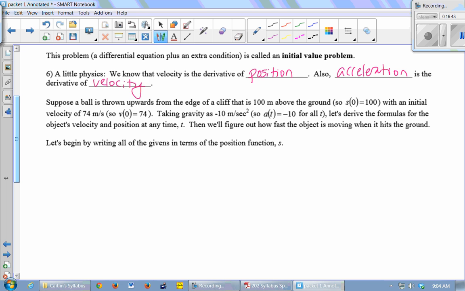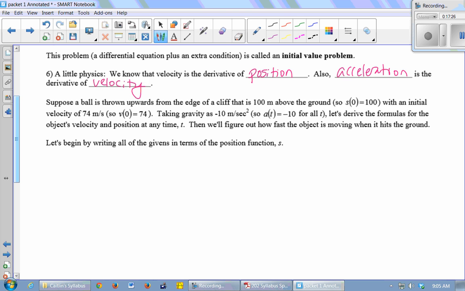All right, so let's suppose a ball is thrown upwards from the edge of a cliff that's 100 meters off the ground. So s of 0 is 100, right? Because it's 100 meters off the ground. So at time 0, the height of the ball is 100 meters. It has an initial velocity of 74 meters per second. So that's just the speed that you throw it with upwards. So v of 0 is 74. We're going to take gravity as negative 10 meters per second squared, just because negative 10 is easier to work with than negative 9.8. So that means that a of t is negative 10 for all t. That's the acceleration of gravity.